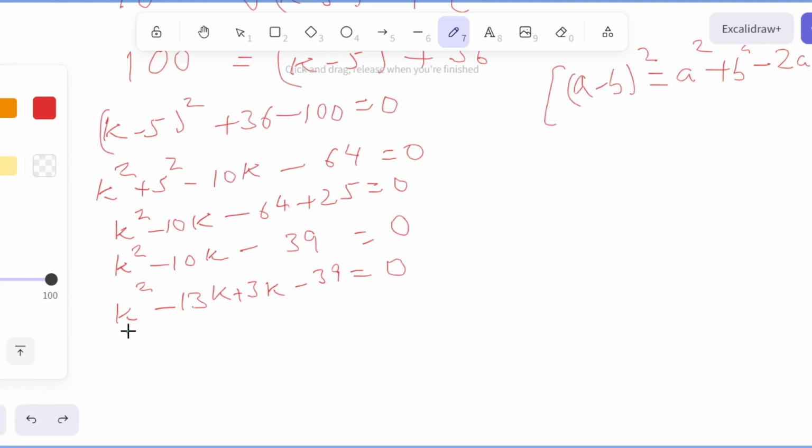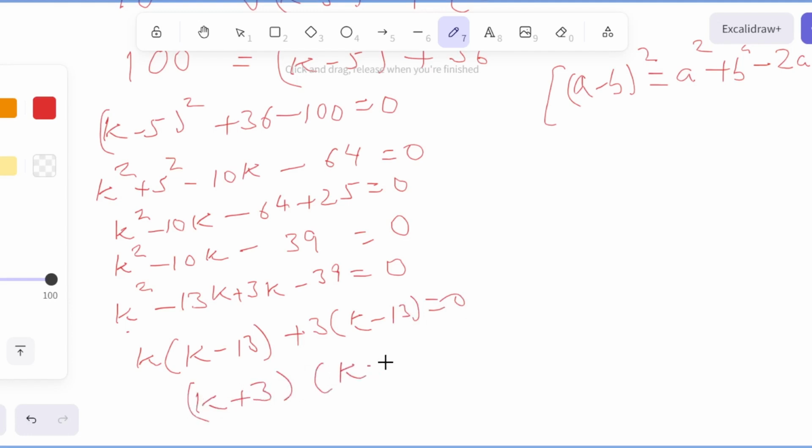Now you can take out the common factor from the first two. So k is common: k(k − 13), and from the next one you can take 3 common: 3(k − 13) = 0. So you get (k + 3)(k − 13) = 0, right? Now either k + 3 = 0 or k − 13 = 0. So from here you get k = −3, and from here you get k = 13.